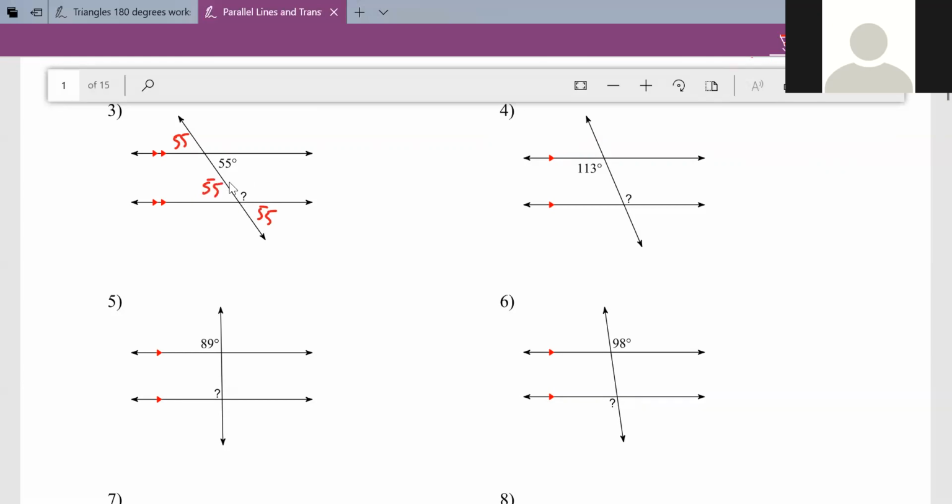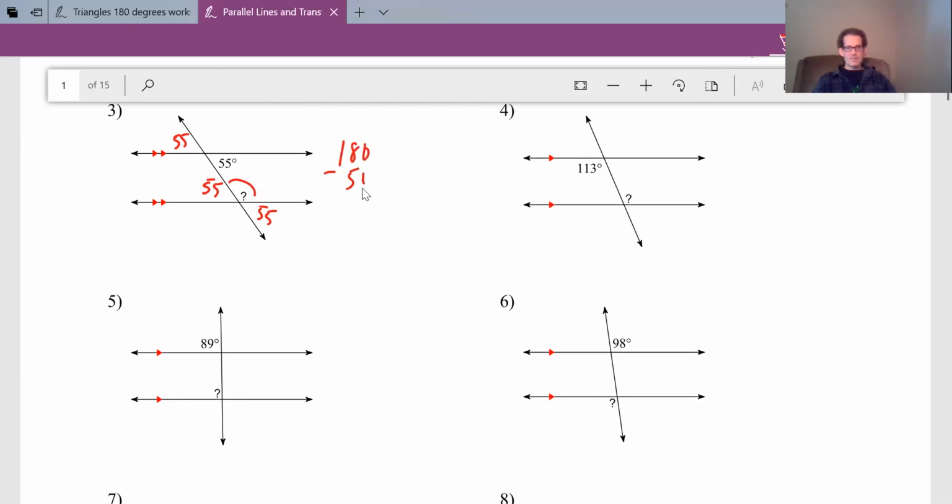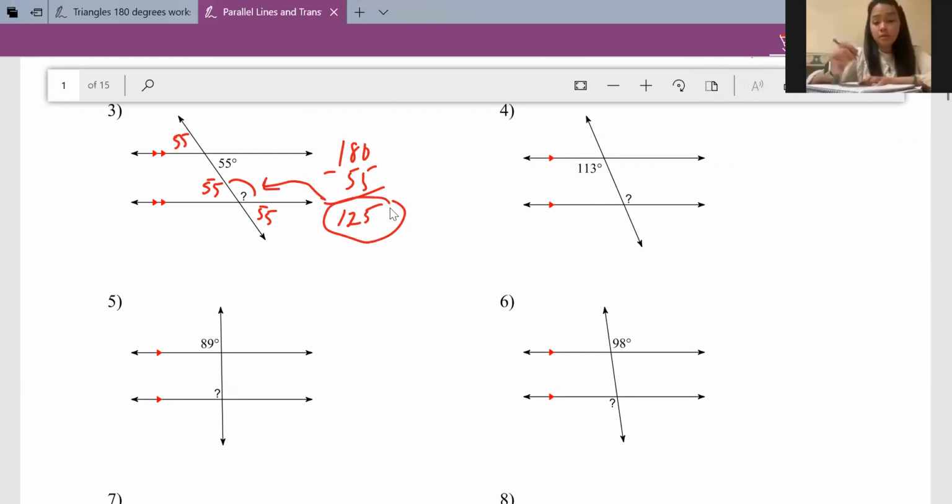But I still don't know what this angle is. So I know the transversal is 180, so I'm just going to take 180 minus 55, and I know that's 125. So that's my missing angle, right? 125. Okay. So if I'm looking at number 4, the first thing I'm going to do is vertical angles.